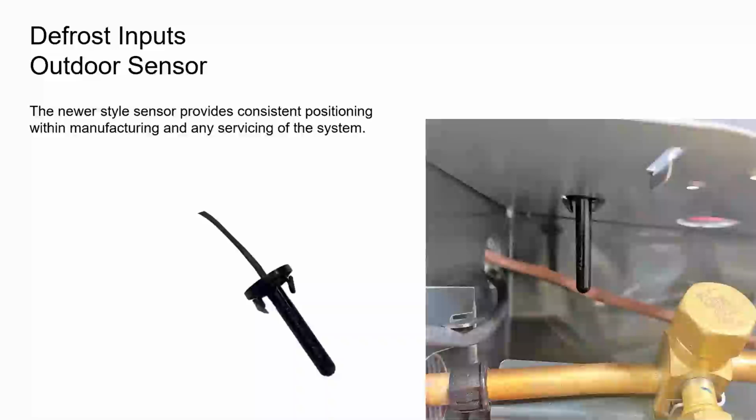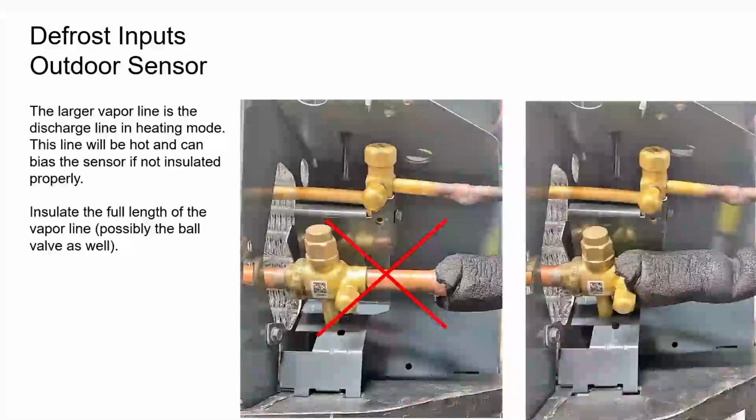Now, one thing that will really cause some interesting things to happen with outdoor temp sensor readings is if we don't insulate our vapor line properly. And this happens a lot, because in the heating mode, this is our discharge line. So this is our hot gas line. So this thing's running 130, 140, 150 degrees right here. And then we put the little cover plate over these service valves, and it traps the heat in there.